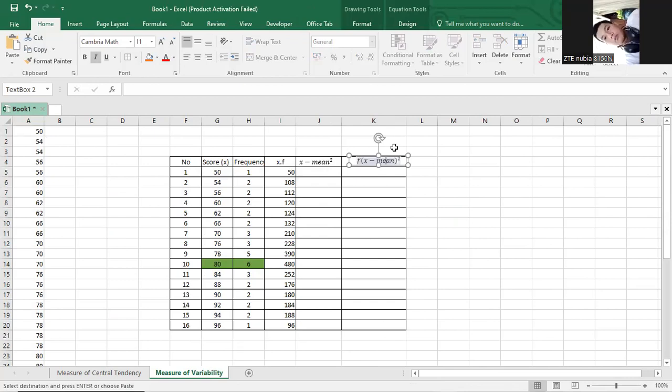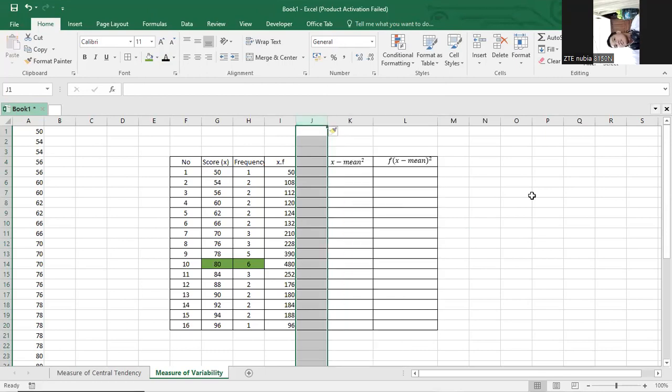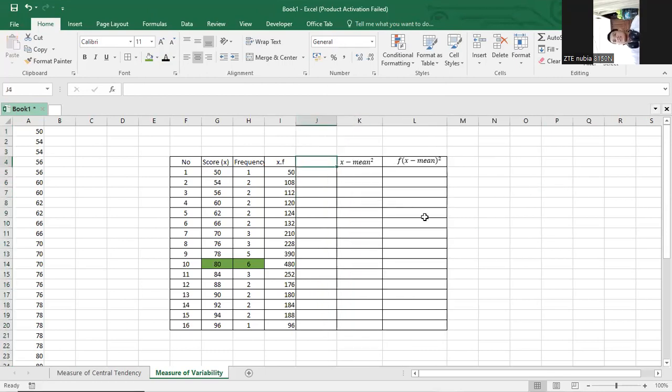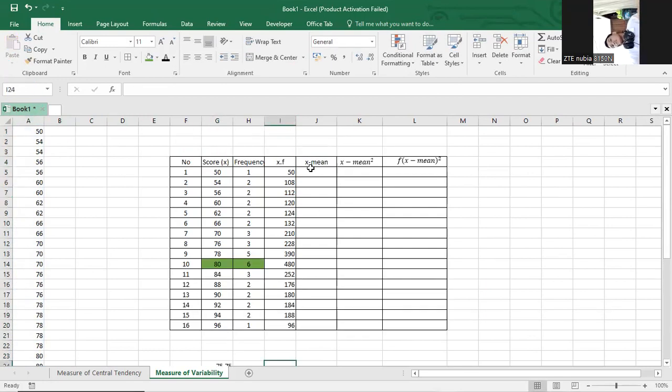Second one is we have to find the measure of variability, so we have to adjust the table here. So type insert, and this one is X dikurangi min. After we know the mean of the data here, let's do it again. I'm sorry, not mean, but average. Average 70.